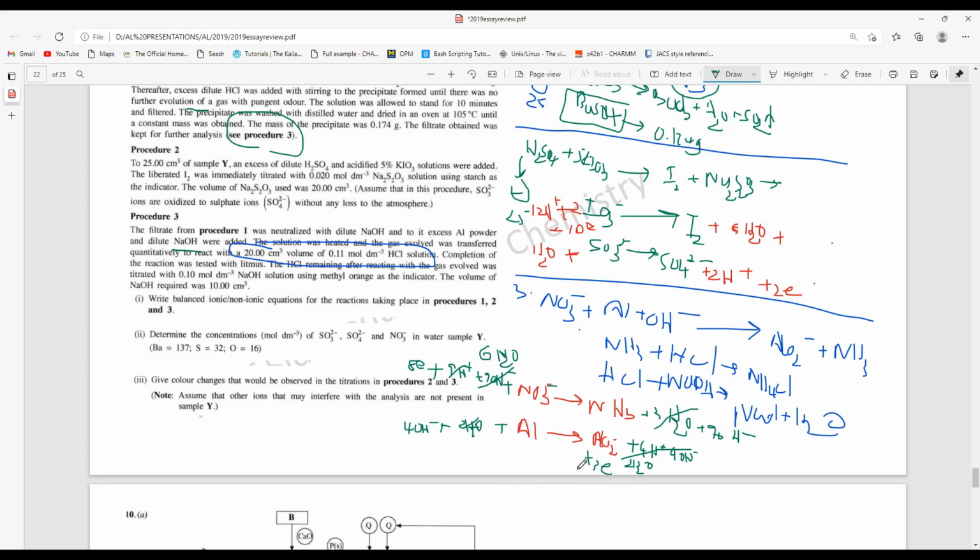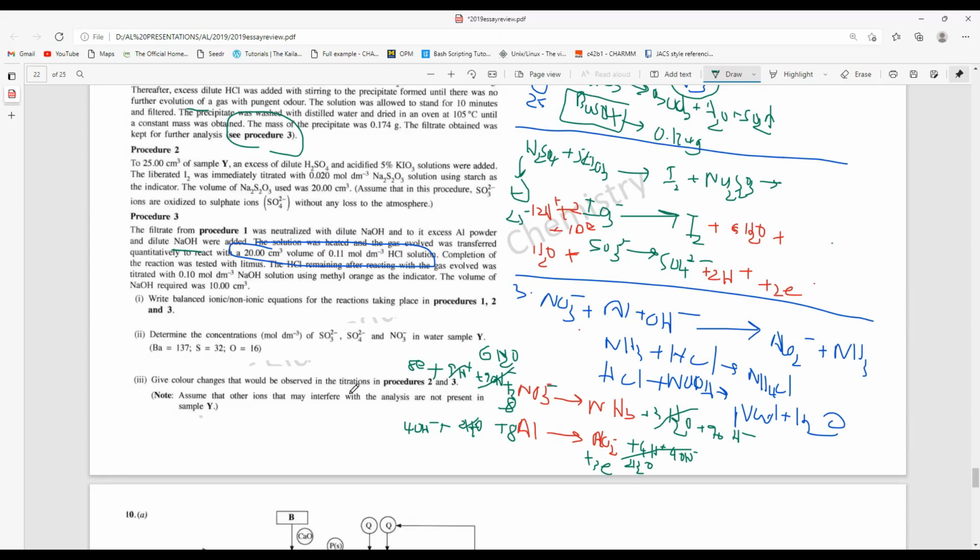Then to balance, this should be multiplied by 8 to balance this one. So this should be 8 stoichiometry. This should be balanced by 8 aluminium. This should be balanced by 3, so 3 nitrate. So the stoichiometric ratio is 3:8. That is the important thing that you need to know here. The stoichiometric ratio is 3:8 with respect to NO3 minus to aluminium.